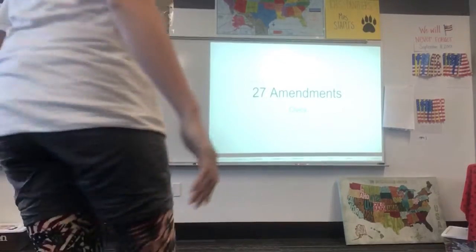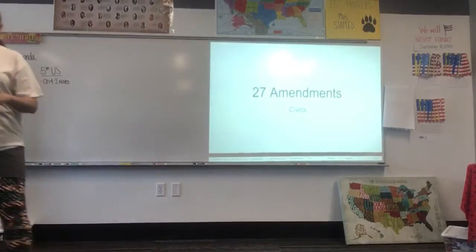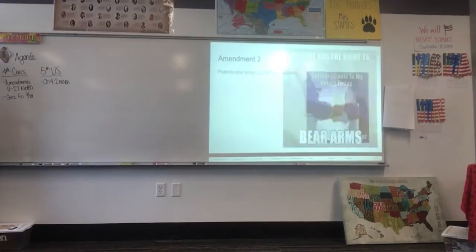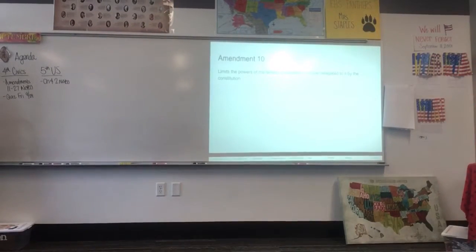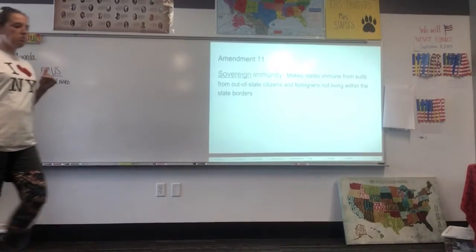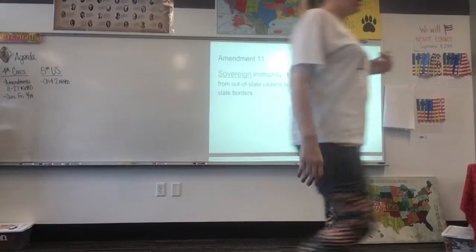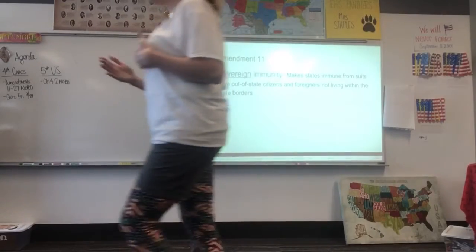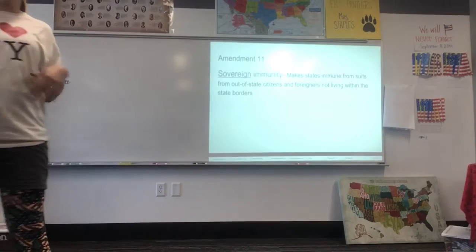Today we're going to do our notes over amendments 11 through 27. Okay? So find your notes at the bottom of the notes that we did before, like 100 years ago, last time I saw you. We did amendments 1 through 10 at the top, the Bill of Rights at the top. Amendment 11 through 27 is at the bottom.